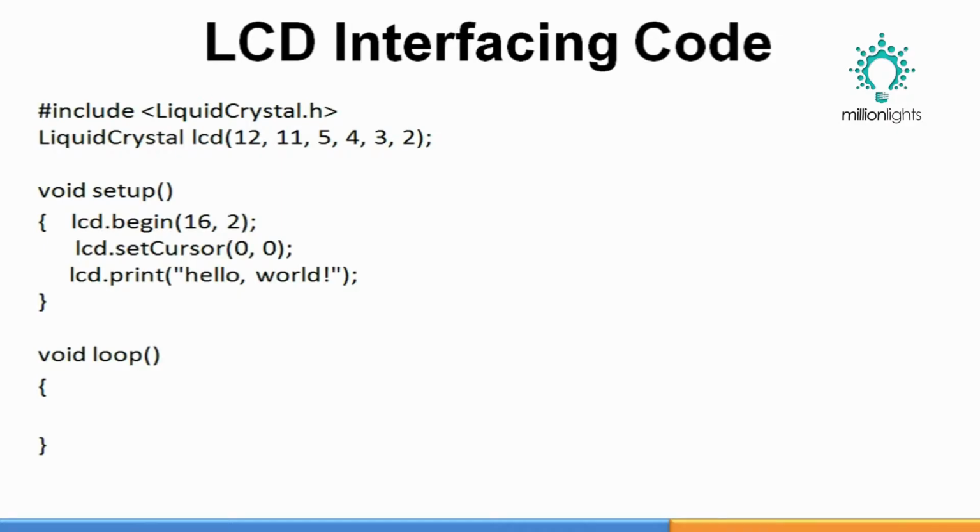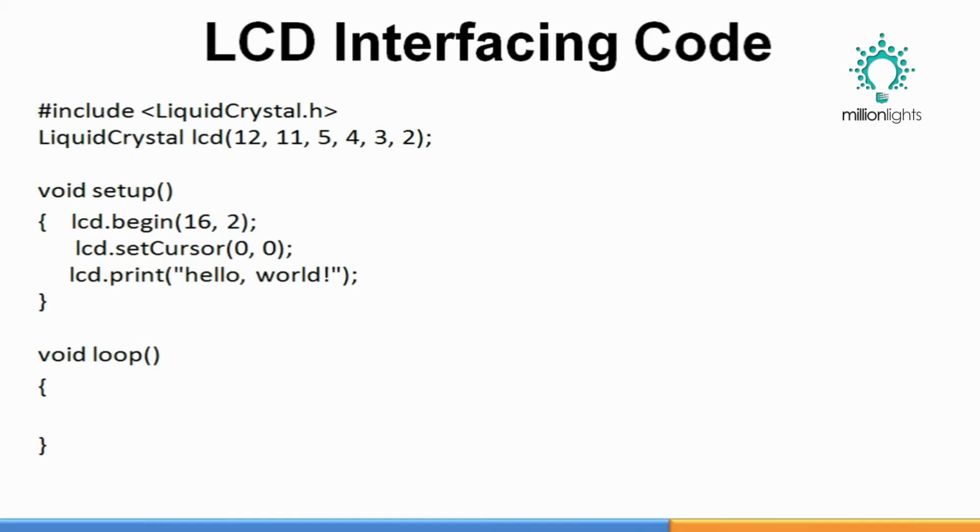Then the second instruction is lcd.setCursor(0,0). So I am setting the cursor to the location 0,0. That means I am starting from the first row and the first column. If you want to display it on the second row and first column, you can do that. Whenever you want to display, you just have to write the location and it will start displaying from that location.